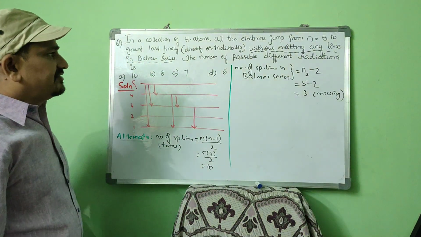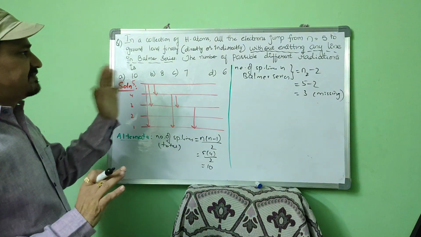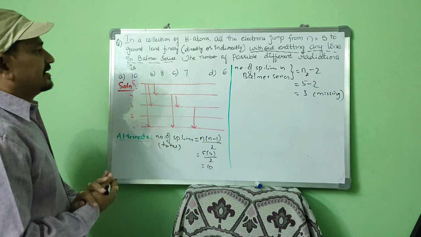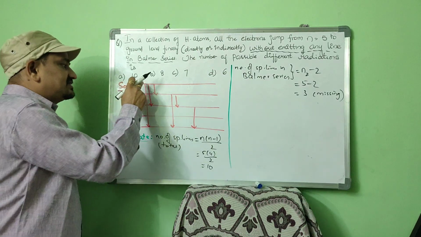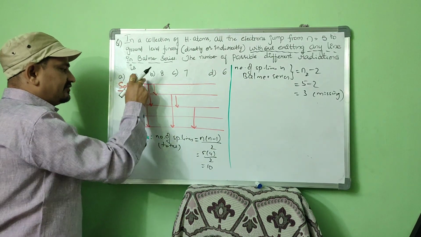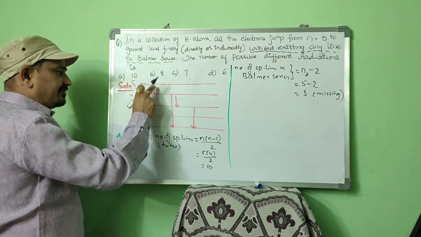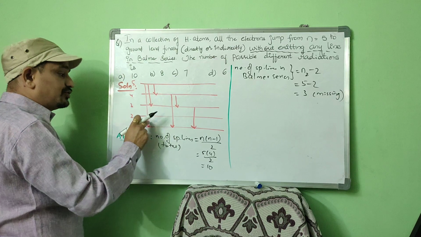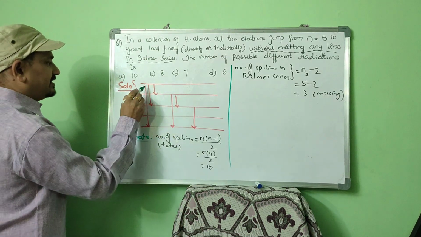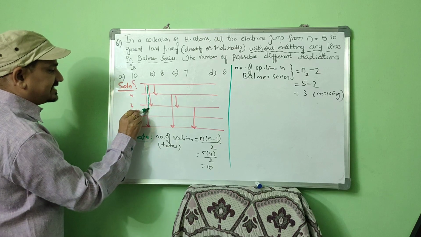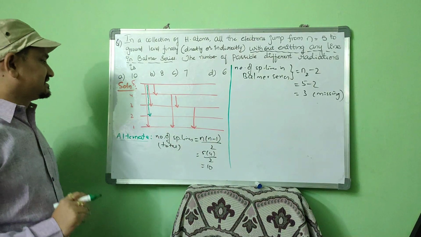Understood? Now, with respect to this, how to answer? Usually, when an electron jumps from the fifth orbit, we have 5 to 4, 5 to 3, 5 to 2, 5 to 1. That 5 to 2 is missing. So the fifth orbit to the second orbit is missing here. The green line is missing.